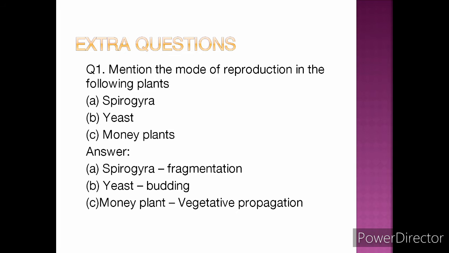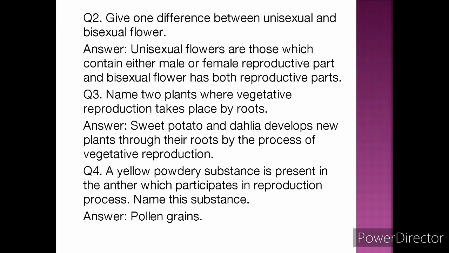C. Money plant. Now how does it reproduce? It reproduces through vegetative propagation. Second question. In the second question, you have to give one difference between unisexual and bisexual. You can easily tell that in unisexual only one part is there, either female or male, and in bisexual there are both the reproductive parts, right?